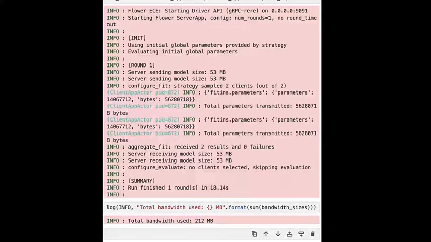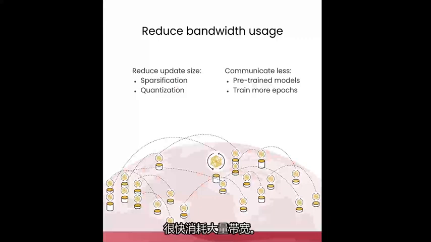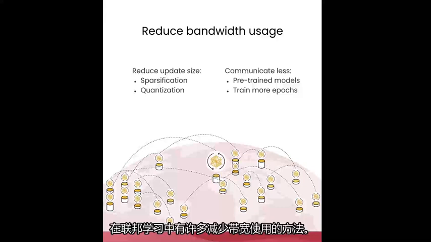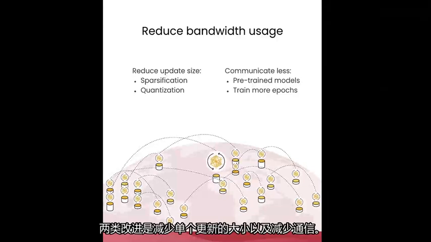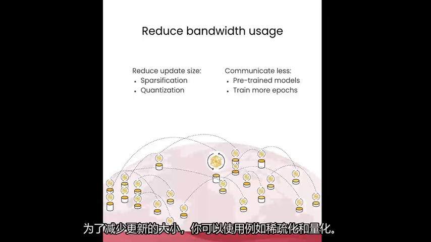Good job! In the lab, we've seen that even performing just a single round of federated learning can quickly eat up a lot of bandwidth. There are many ways to reduce bandwidth usage in federated learning. 2 categories of improvements are reducing the size of an individual update and also just communicating less. To reduce the size of an update, you can use, for example, sparsification and quantization.